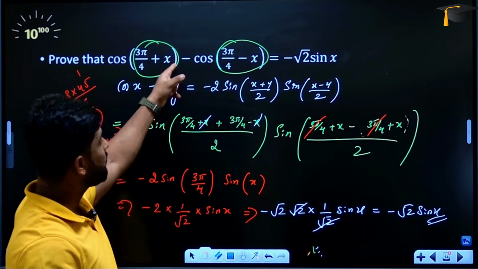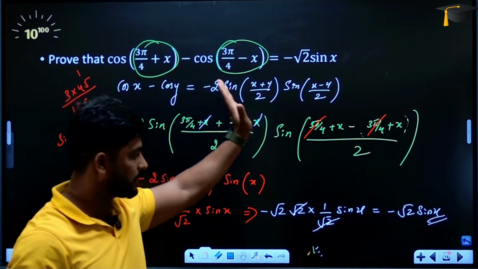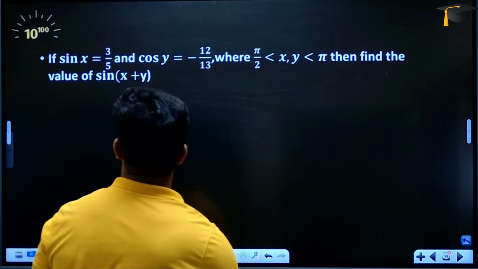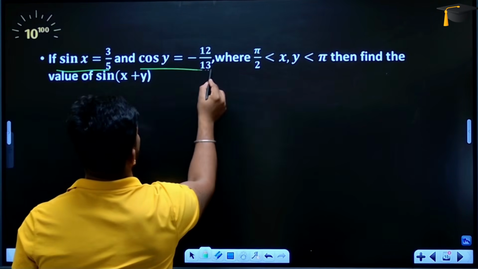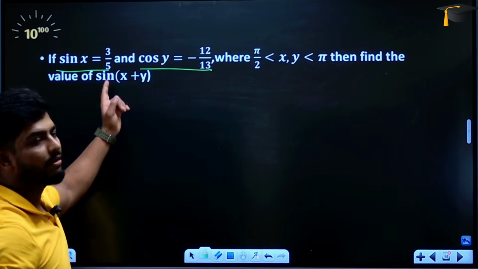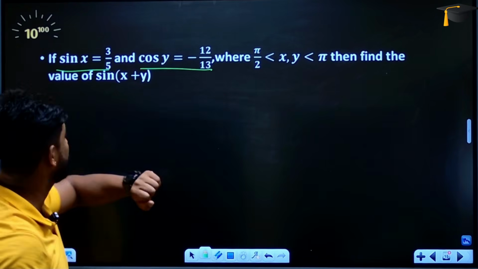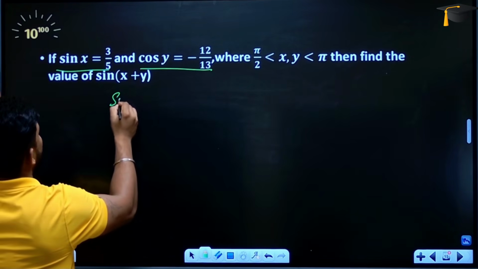Okay, so this type of question can come. So please note these questions, that is also important. Okay, so this question: sin x is equal to 3 by 5 and cos y is equal to minus 12 by 13. Find the value of sine of x plus y. This is also very important for 3 marks. Okay, first of all, the sine of x plus y.